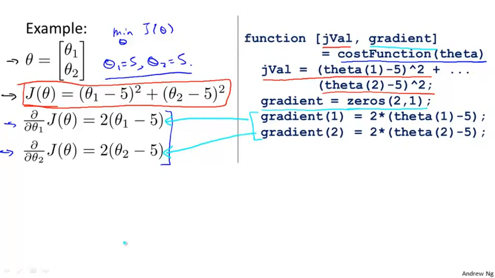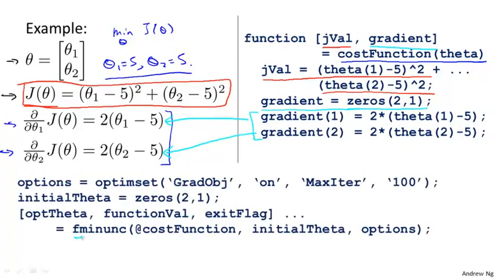Having implemented this cost function, you can then call the advanced optimization function called fminunc. It stands for function minimization unconstrained in Octave. And the way you call this is as follows. You set a few options. Options is a data structure that stores the options you want. So GradObj on sets the gradient objective parameter to on. It just means that you are indeed going to provide a gradient to this algorithm, and we're going to set the maximum number of iterations to, let's say, 100. We're going to give it an initial guess for theta. This is a 2 by 1 vector, and then this command calls fminunc. This @ symbol represents a pointer to the cost function that we just defined up there.